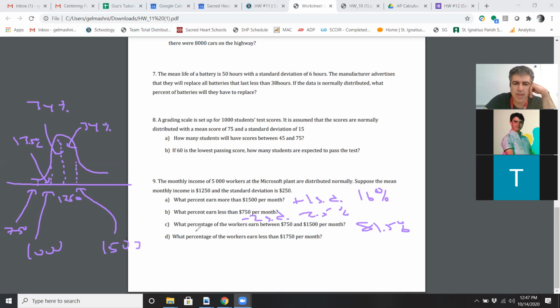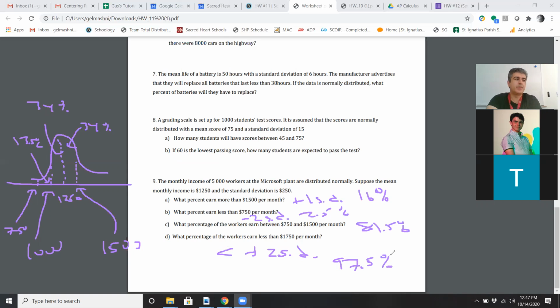And what percent of workers are less than 1,750? So 1,750 is 2 standard deviations above the mean, but you got to be less than that. If you're higher than 2 standard deviations, you're 2.5%. So less than that would be 97.5%. Make less than that.